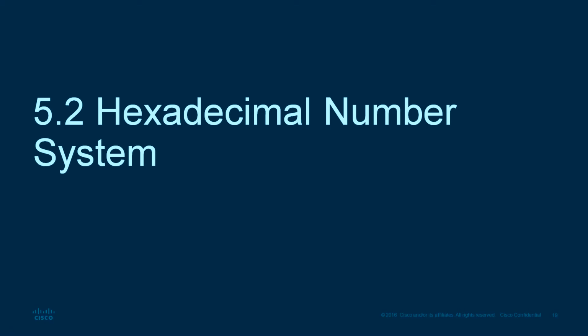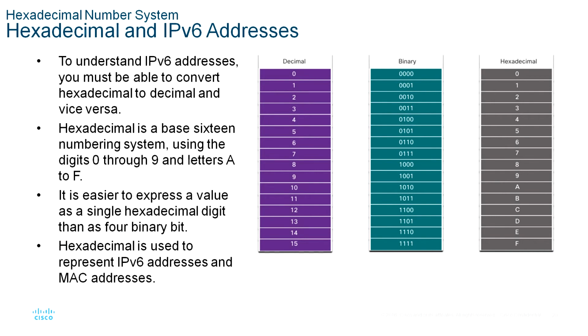Hexadecimal and IPv6 addresses. Now, you know how to convert binary to decimal and decimal to binary. We need that skill to understand IPv4 addressing in your network, but you are just as likely to be using IPv6 addresses in your network. To understand IPv6 addresses, you must be able to convert hexadecimal to decimal and vice versa.